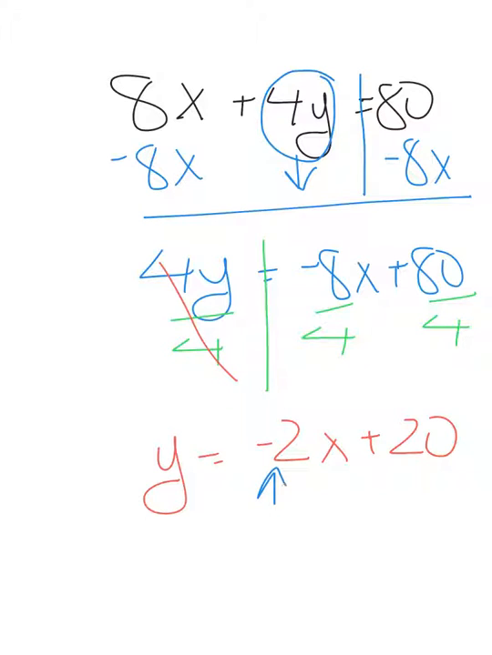Remember, negative 2 is the slope, and 20 is the y-intercept. Number 2 says to graph the equation.